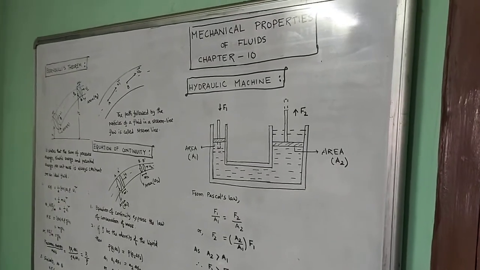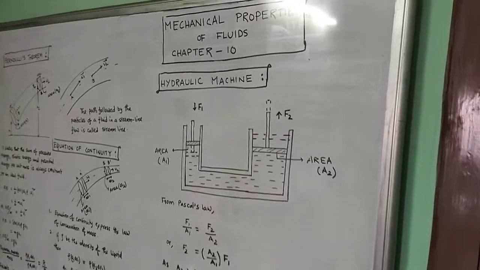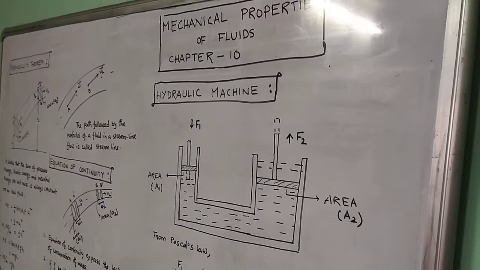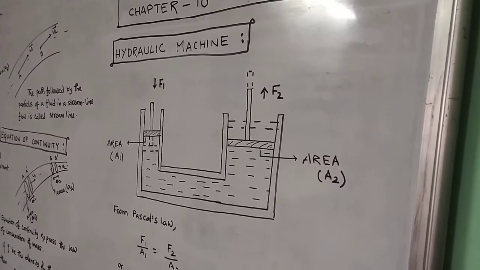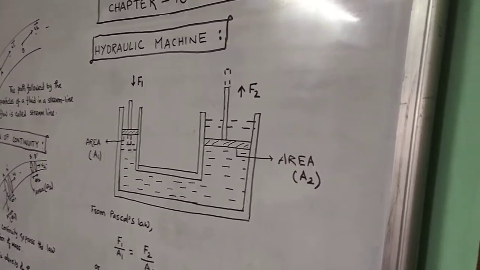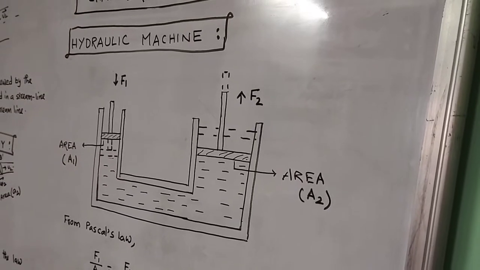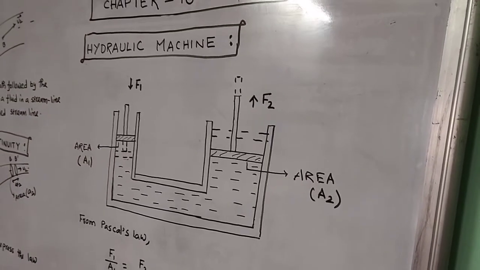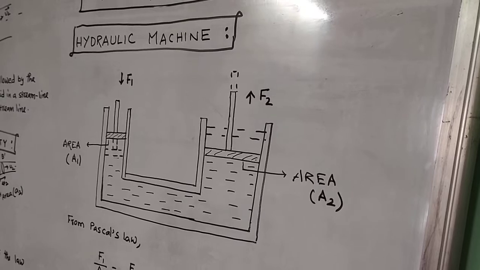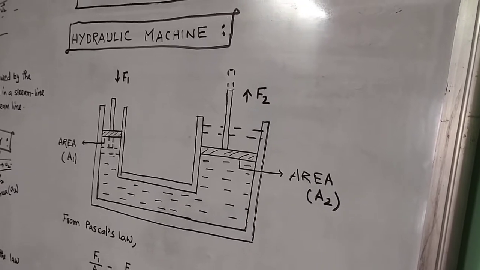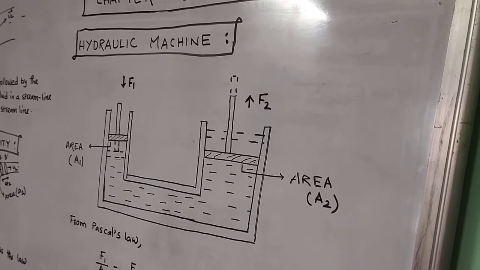Good morning, students. Today we are going to discuss a few more topics from chapter 10, Mechanical Properties of Fluids. Now, the first topic which you are going to define is the hydraulic machine. Basically, hydro means water. So here, liquid is used to operate this machine. This machine works on the principle of Pascal's law.